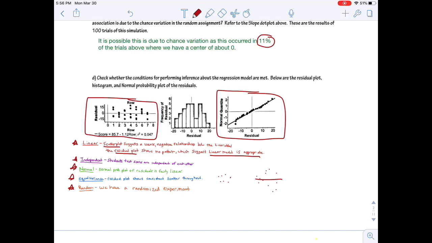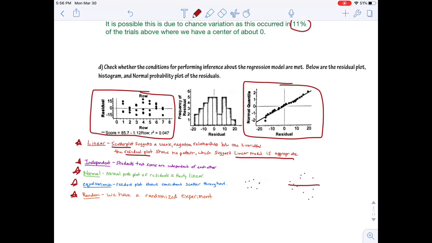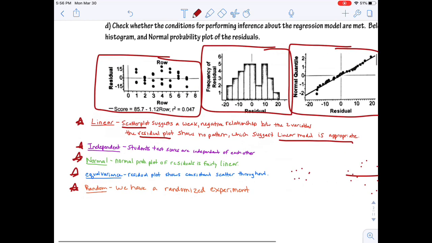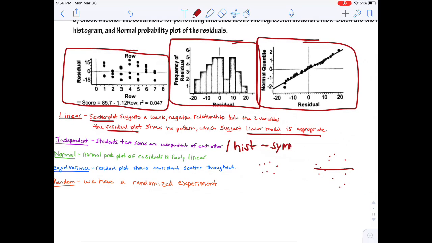For the normal probability plot, you can get away with either the normal probability plot of the residuals, or looking at a histogram there as well. So if I want to say that the histogram of the residuals is approximately symmetric, that is another thing that you could look at.